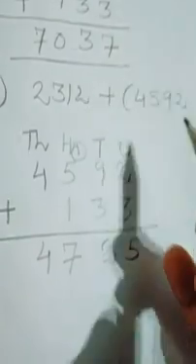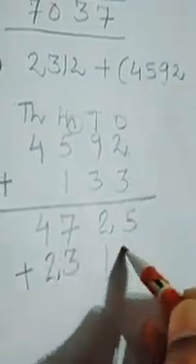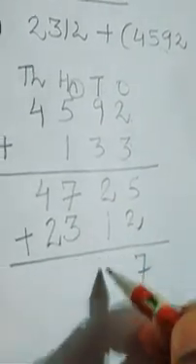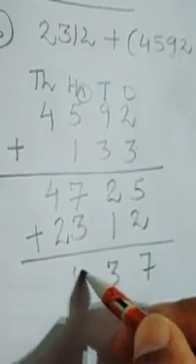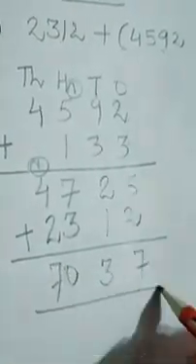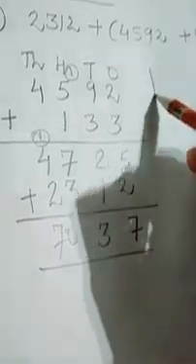Now one more number is there to add, that is 2312. We will add this 2312. 5 and 2, 7, 2 and 1, 3, 7 and 3, 10, 1 carry, 4 and 1, 5 and 2, 7. We got 7037. Now one more case is there, that is part C.